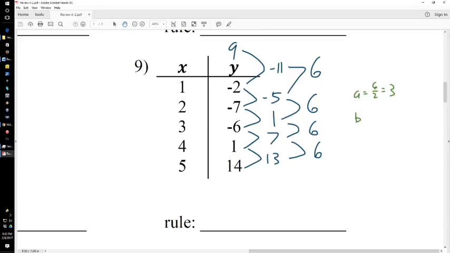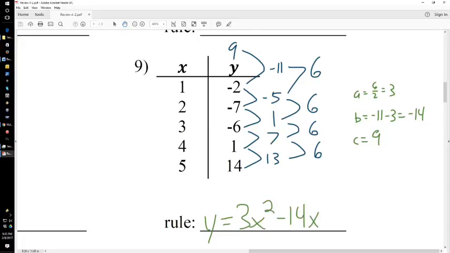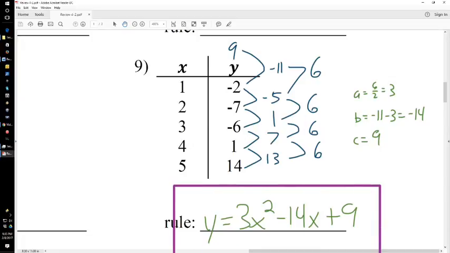So I take my very first difference, that's the difference between my start and the next point. That's the negative 11. I take that negative 11 and subtract 3, which is negative 14. And the last one is my starting point, which is 9. All right. So y equals 3x squared minus 14x plus 9. That is your equation. Hopefully by now you've got these down cold. If not, watch them again or come find me.